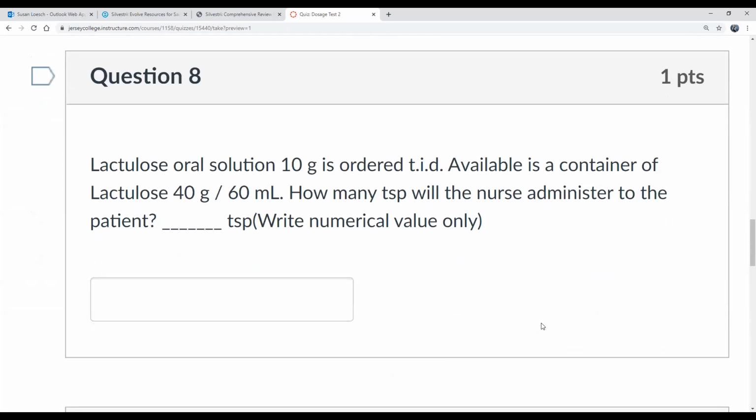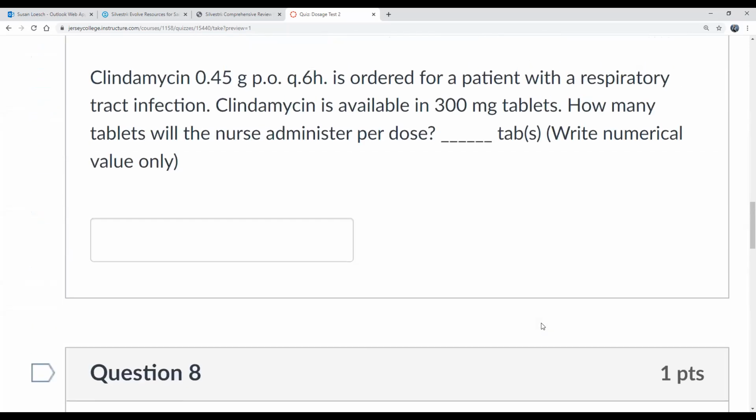Oh, yes, this is one I wanted. So it's just 1.5. I didn't do the math, but let me do it. I thought it should be 1.3, but I got 1.5. 0.45 times 1,000 divided by 300. I got 1.5 tablets. One and a half.